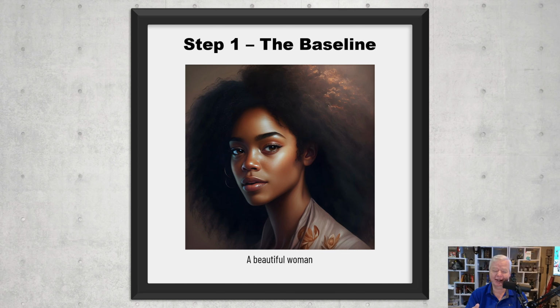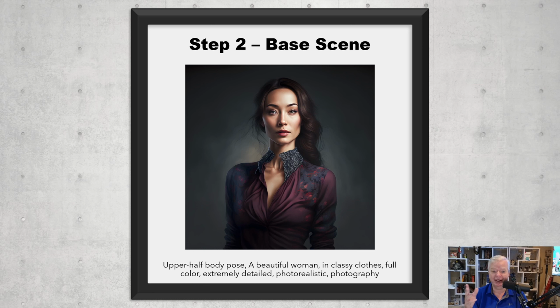So just like last time, once you have your base idea, the next thing to do is expand upon that and move into the actual base scene by building it out to what you actually want to display on the screen. In this case, I chose an upper half body pose, which basically shows from the belly button on up. Beautiful woman, classy clothes, full color, because I didn't want to come up with black and white photos. I wanted to have a lot of detail in it.